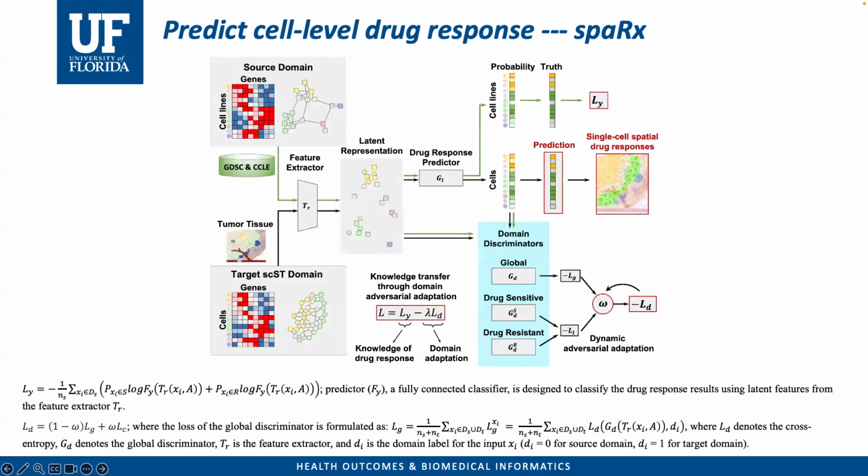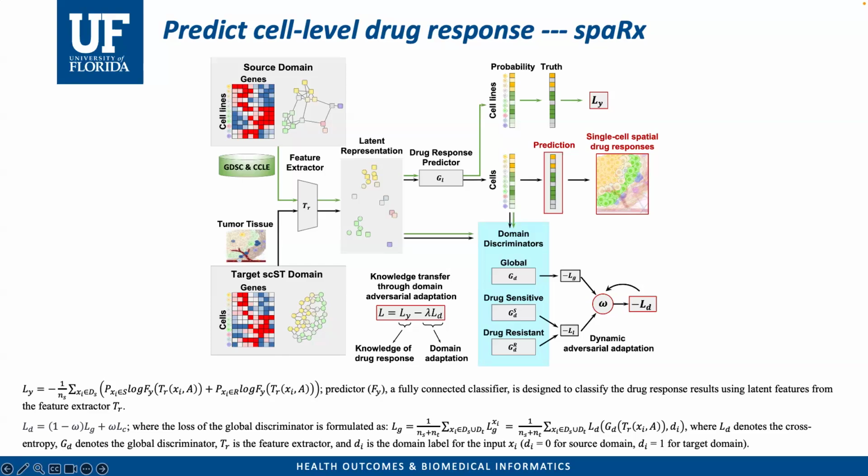So that's the model architecture. Here we use domain adaptation. We have a source domain and a target domain. The source domain is the drug knowledge, that is, cell line data. We also have a graph over there, which is constructed based on the cell line similarity.